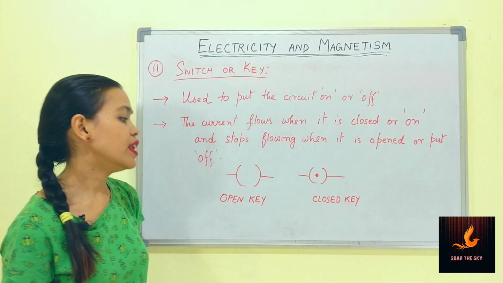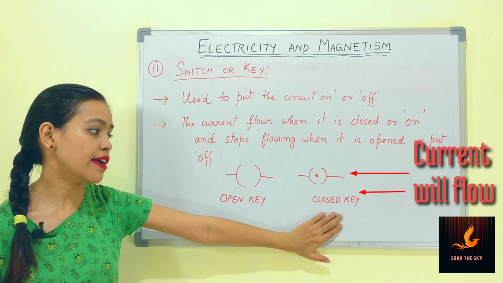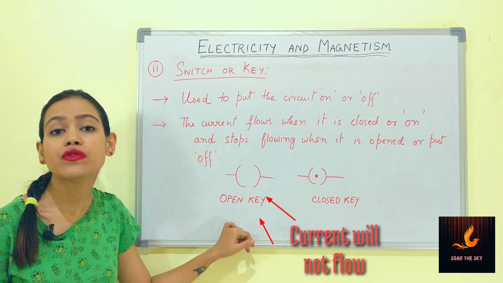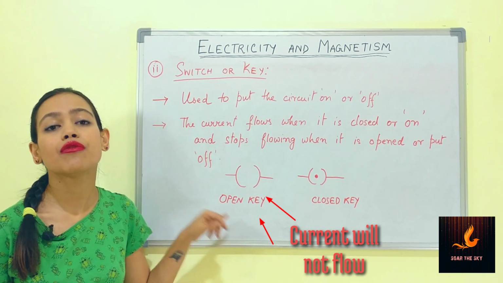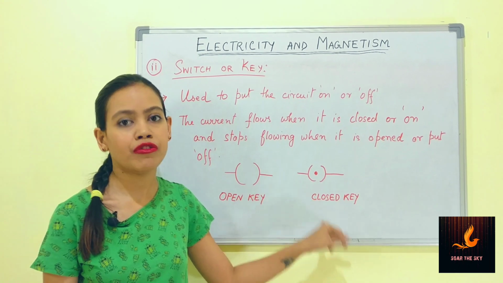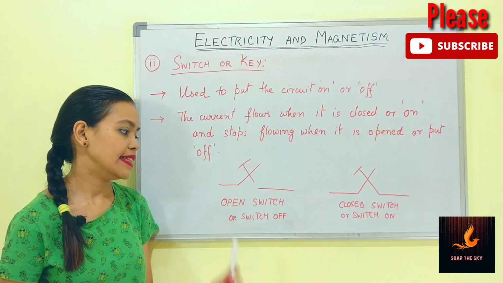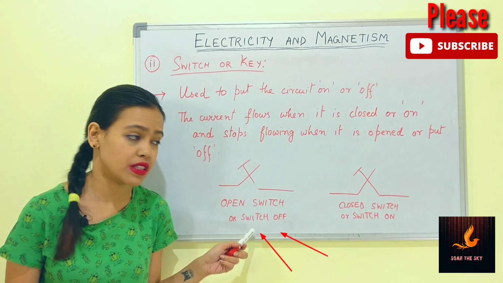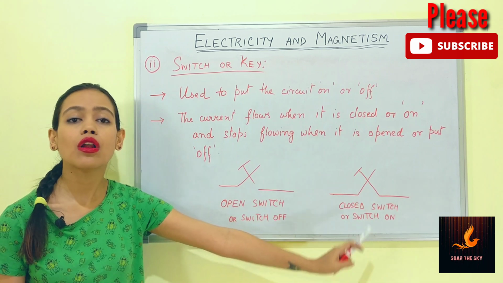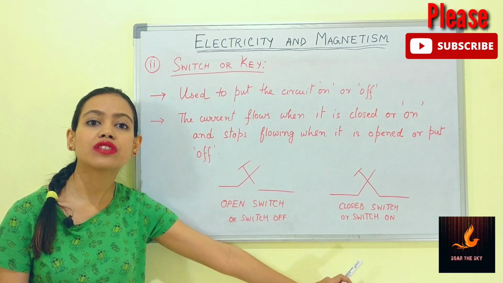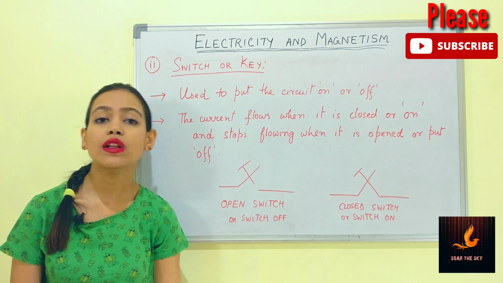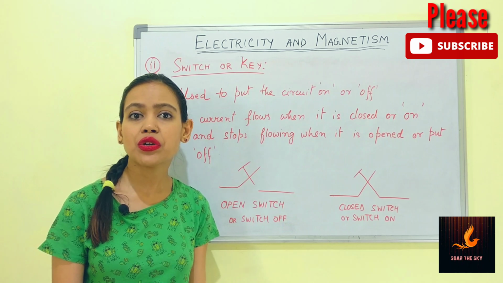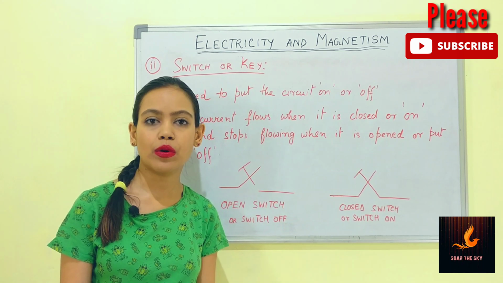Alright, so when a closed key is there, the current will flow. When an open key is there, the current will stop flowing. This is the symbol of an open key and this is the symbol of a closed key. And this is the symbol of an open switch or a switch in an off position. And this is the symbol of a closed switch or a switch in on position. So all these symbols are very important. Make sure you pause the video wherever necessary to note down the important details.